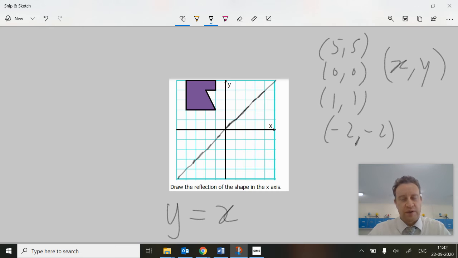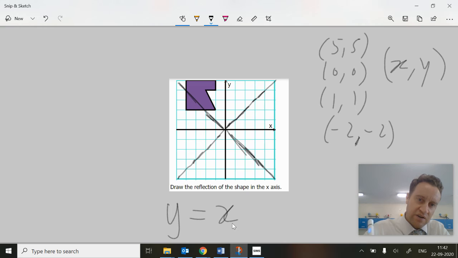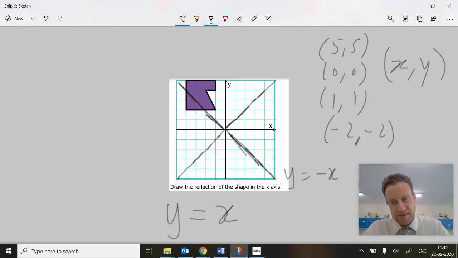Now, I'm not going to go into this a lot, but if you want to do the other diagonal, so this one here, that's going to be the line of y is equal to minus x. It has a gradient of minus 1, whereas this one has a gradient of 1. This one has a gradient of minus 1. It's a hidden one. So you need to be aware of those things.